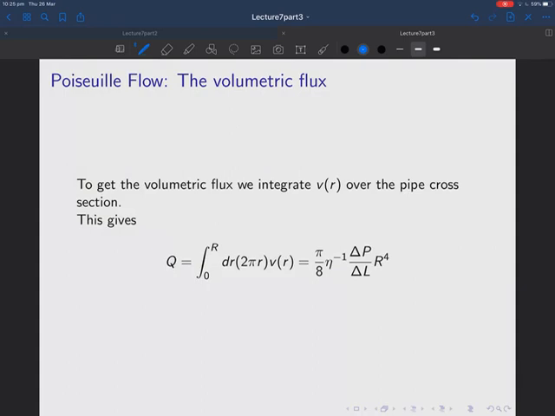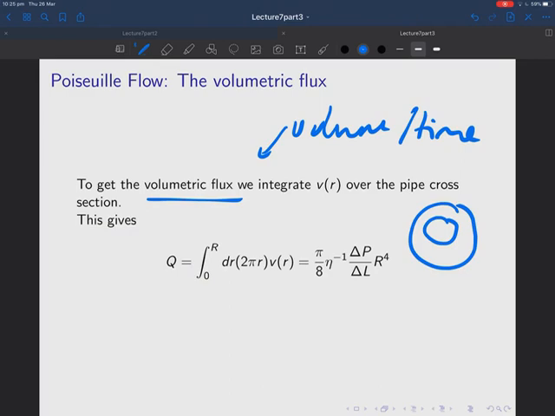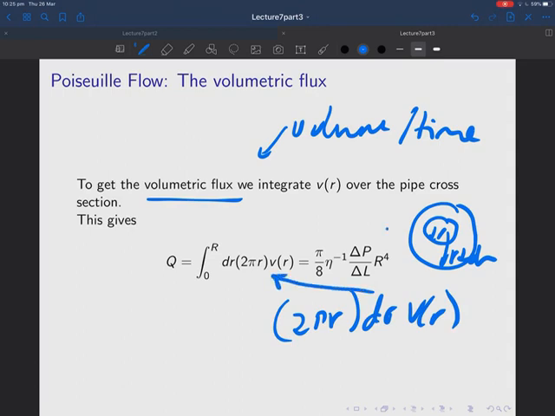Right, how do we get the volumetric flux? The volumetric flux is how much fluid per unit time is going down the pipe, the volume per unit time. That's what you want to know if you've got a water distribution system: how much flow am I getting out of this thing? Well, it's pretty easy. I just integrate over a whole series of annuli. Here's my cross section of the pipe. I integrate over the annulus between r and r plus dr, and the flow through that annulus is 2 pi r dr times v(r). Then I integrate that over the whole pipe, and I end up with this result here.